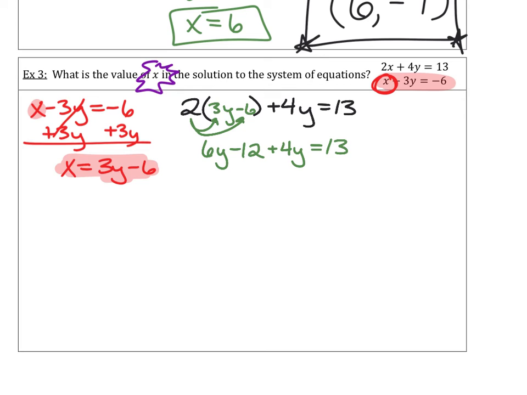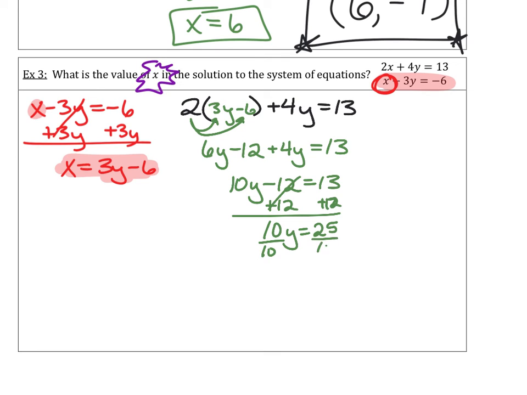6y and 4y are on the same side of the equal sign, so I can combine like terms there. That's 10y. I'm going to use inverse operations to move the 12 to the other side of the equal sign. Then I have 10y equal to 13 plus 12, that's 25. Divide by 10, divide by 10. I'd get that y is equal to 2.5. We'll let that be a decimal since that's a nice pretty decimal. Awesome.